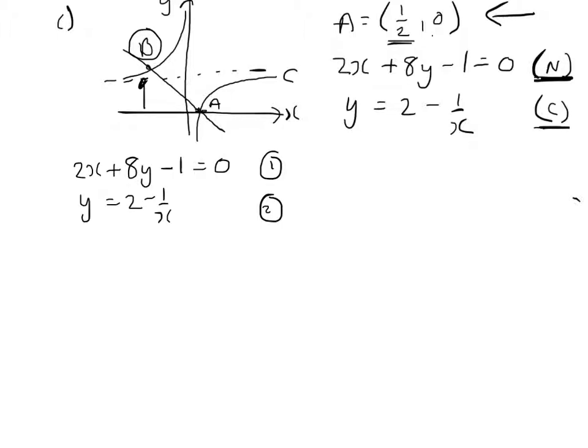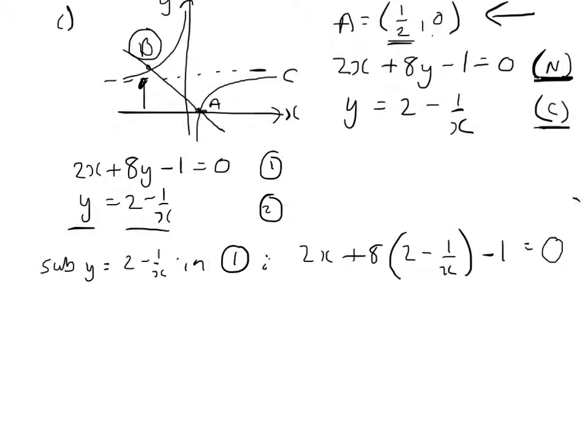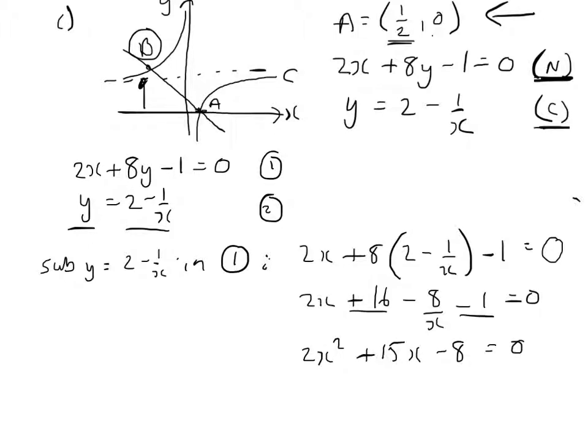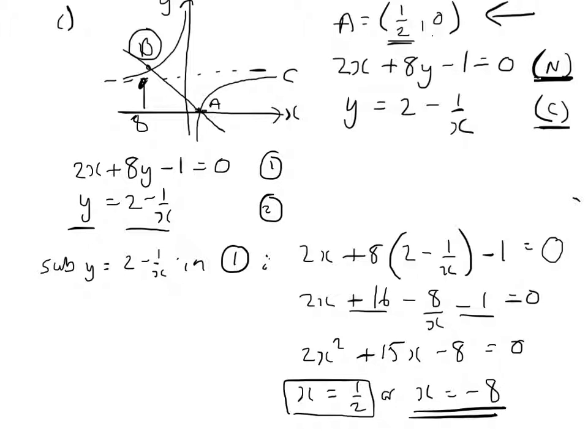So let's write them out as simultaneous equations, and then we'll simply substitute y is equal to 2 minus 1 over x into our first equation. And then if we tidy that up a little bit by multiplying out the brackets, gathering like terms and multiplying through by x, we've got ourselves a quadratic equation to solve for x. You could do that by completing the square, using the quadratic formula, or by factorising, but what you'll find is that there are two solutions. X is a half, which is the one that we've already seen earlier in the question, or x is equal to minus 8. So x equals minus 8 is going to be the x coordinate for B.